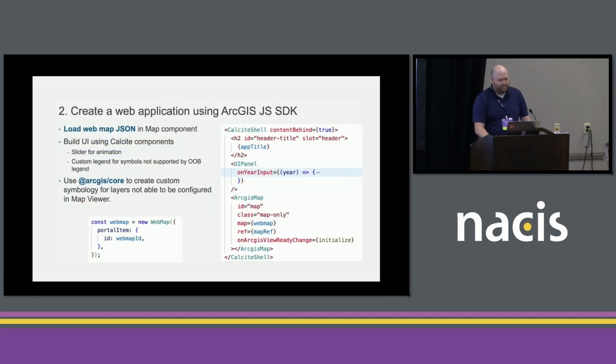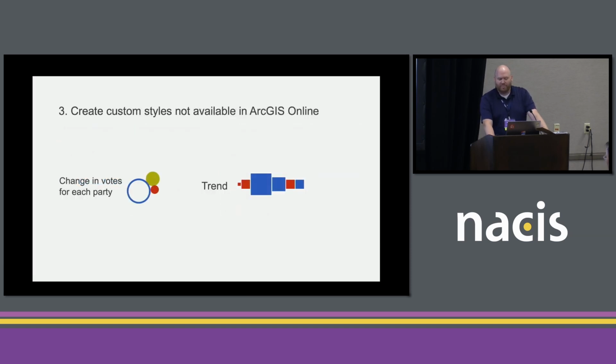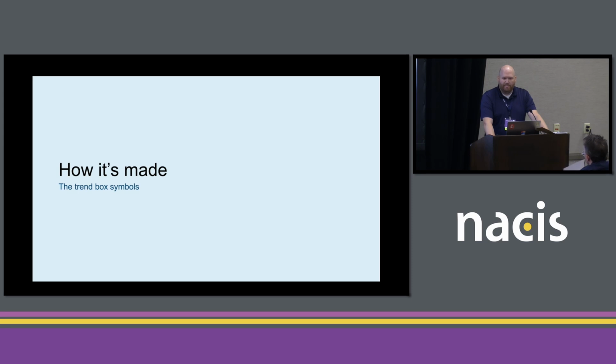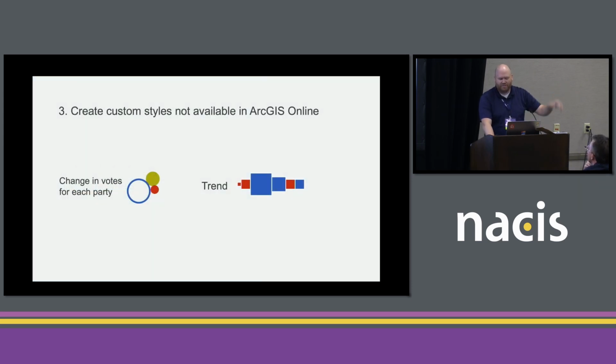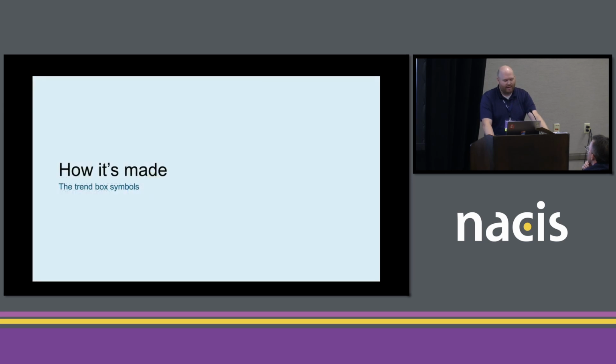All right. Second step is to create the web application using the JavaScript SDK. I first load the web map as JSON. This is the code for how you do that with the WebMap class. Pull it in with its item ID from Online. Then I can build out an app with Calcite components and then update or create my custom symbology with ArcGIS Core. And that's where step 3 comes into play. So I'm only going to show the trend box, since I already presented on this change in votes example at a previous NACIS.